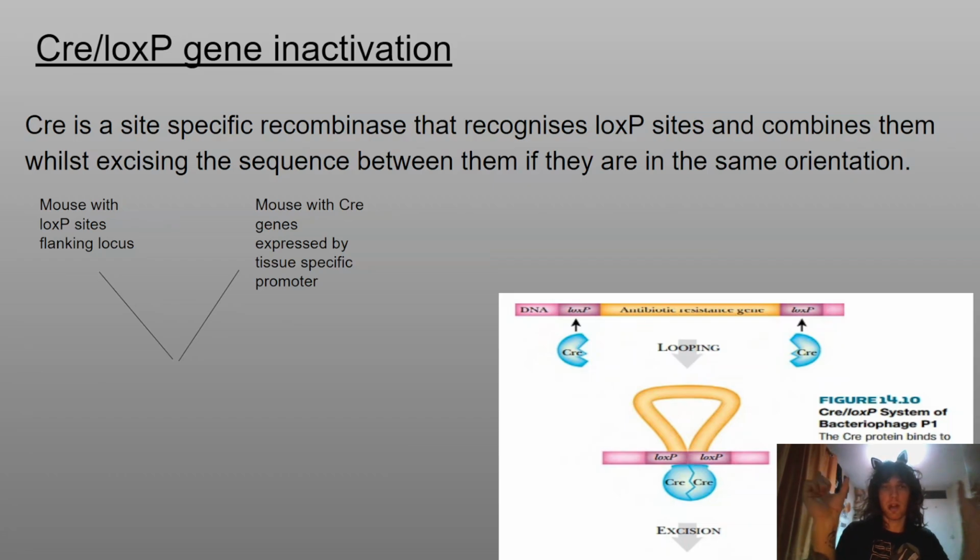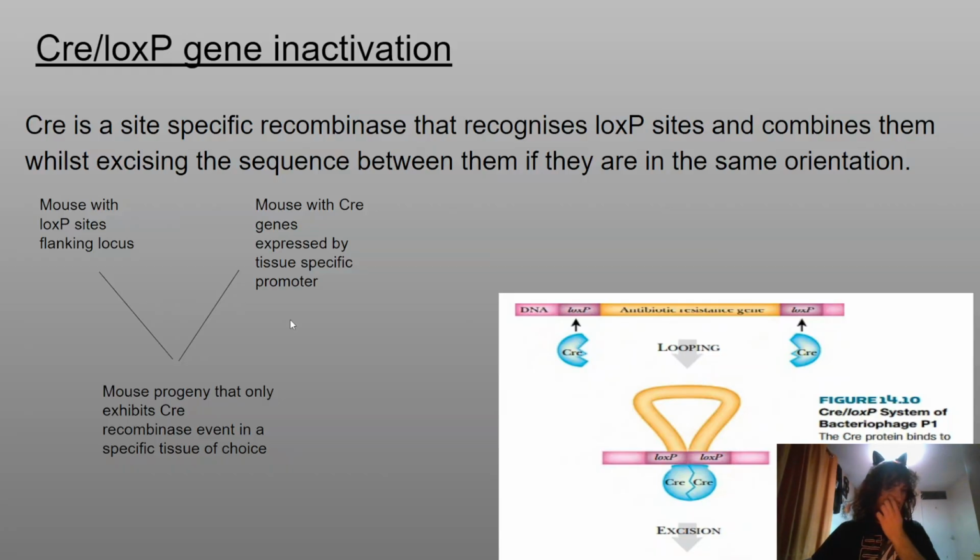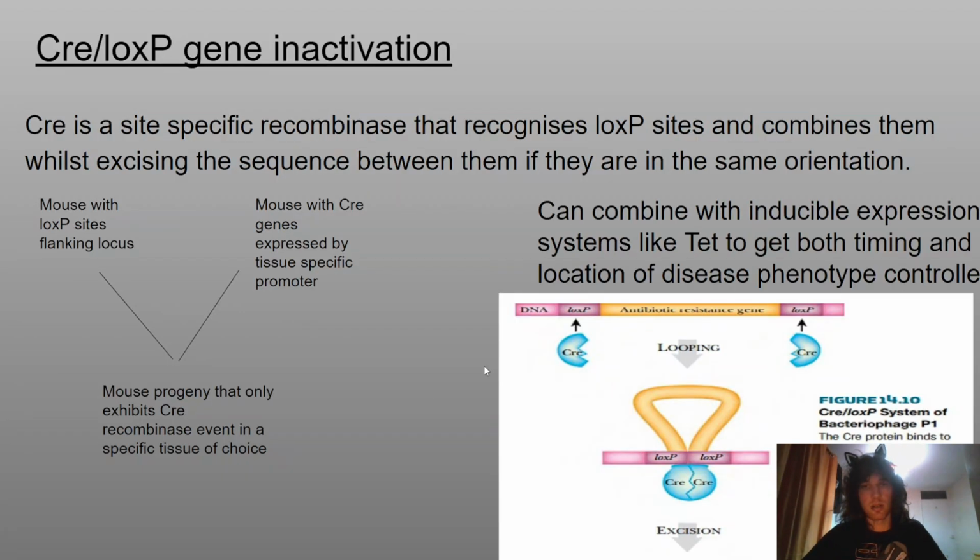you create another line of mouse that expresses Cre only in specific tissues using a specific tissue promoter. Crossbreed these, and then the mouse progeny only exhibit Cre recombinase events in a specific tissue because Cre is only expressed in that tissue. Again, you can combine this with inducible expression systems like TET-on, TET-off to control both the timing and the location of your gene of interest being expressed.